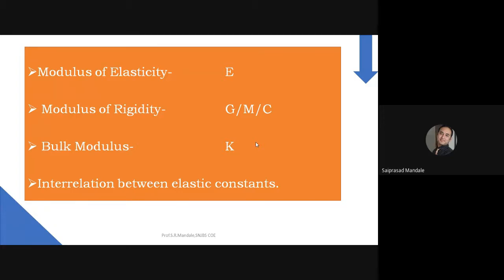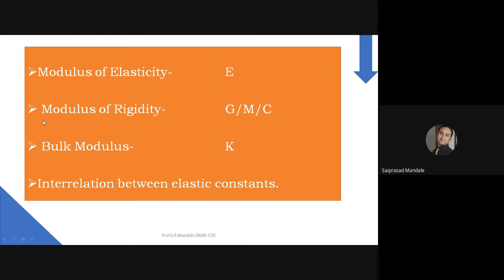The basic thing is E is called the modulus of elasticity. What is another name for the modulus of elasticity? Young's modulus. Perfectly correct. What is the unit for E? Newton per meter square. Perfectly correct. What is the formula to calculate E? Stress upon strain. Perfectly correct. So this point we have covered in the previous sessions.